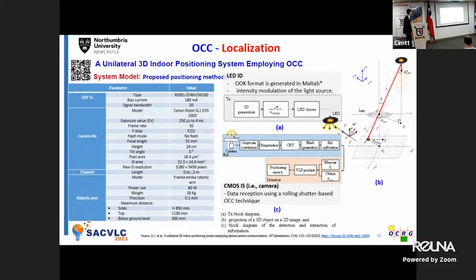Here are the system parameters that were adopted, from the bias current that was used for lighting the LED. Again, from the camera receiver point of view, what are the parameters of the receiver, then the channel up to basically 2 meters, and then how we evaluated the positioning. We used a specific robotic arm with a high resolution in order to be able to measure the positioning accurately.